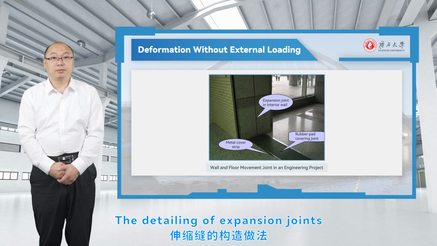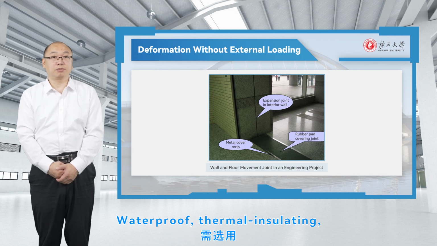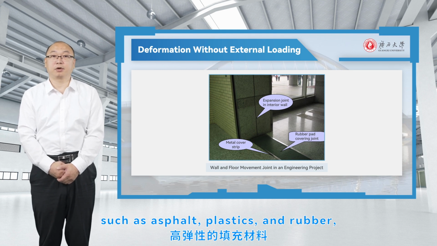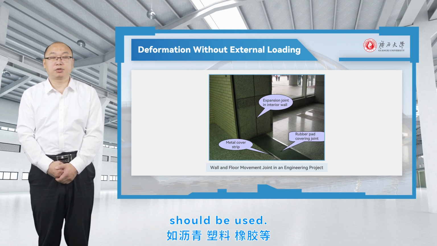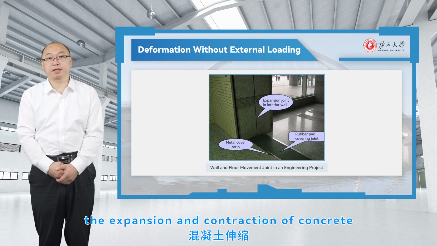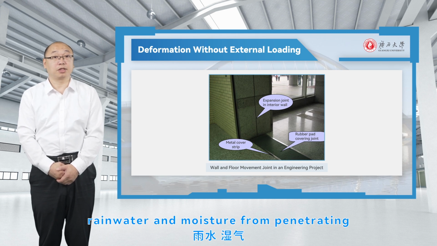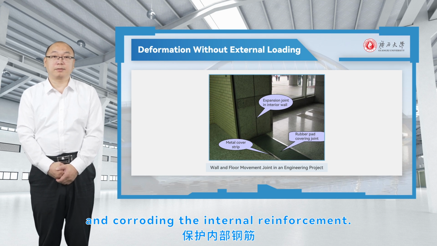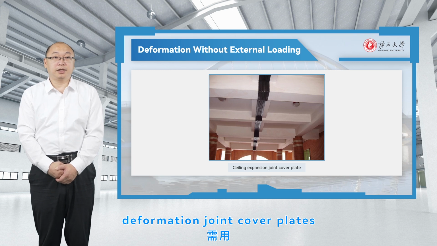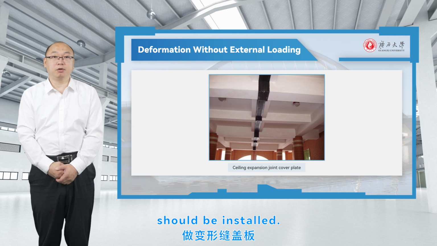The detailing of expansion joints directly affects their performance. Waterproof, thermal insulating, and highly elastic film materials such as asphalt, plastics, and rubber should be used. These materials can accommodate the expansion and contraction of concrete while also preventing rainwater and moisture from penetrating and corroding the internal reinforcement. When the joint opening is relatively wide, deformation joint cover plates made of materials such as galvanized steel sheets should be installed.